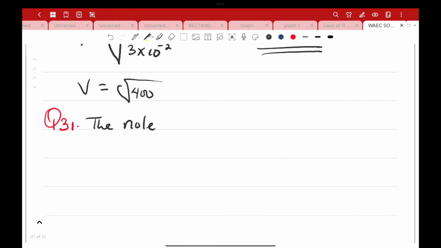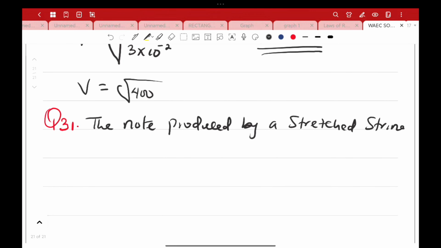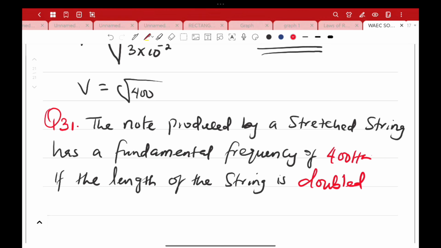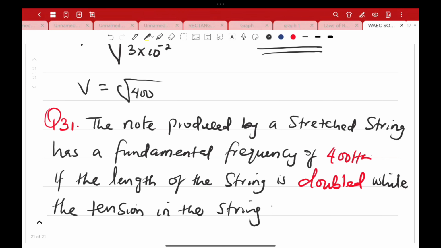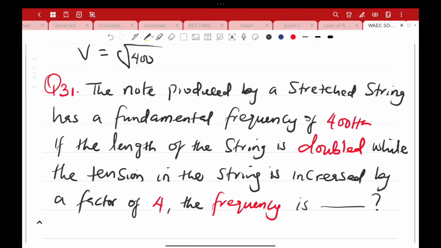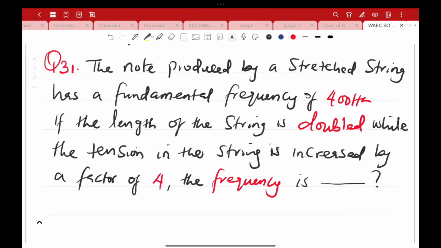Ladies and gentlemen, let's continue with this question. The note produced by a stretched string has a fundamental frequency of 400 hertz. Now, if the length of the string is doubled, while the tension in the string is increased by a factor of 4, then the frequency is unknown. Solution: we would want to extract the given triune components from this question.